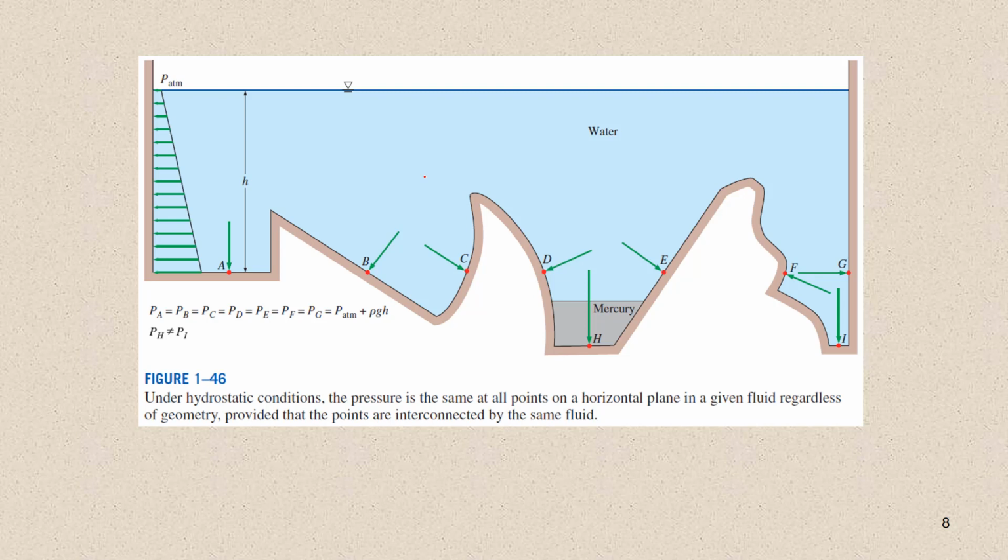Under hydrostatic conditions, the pressure is the same at all points on a horizontal plane in a given fluid, regardless of geometry, provided that the points are interconnected by the same fluid. As you can see, the pressure at point A is equal to the pressure at points B, C, D, E, F, and G, which is equal to the atmospheric pressure plus rho g h. But you will also notice that the pressure at point H is not equal to the pressure at point I, the reason being the fluids are not interconnected.